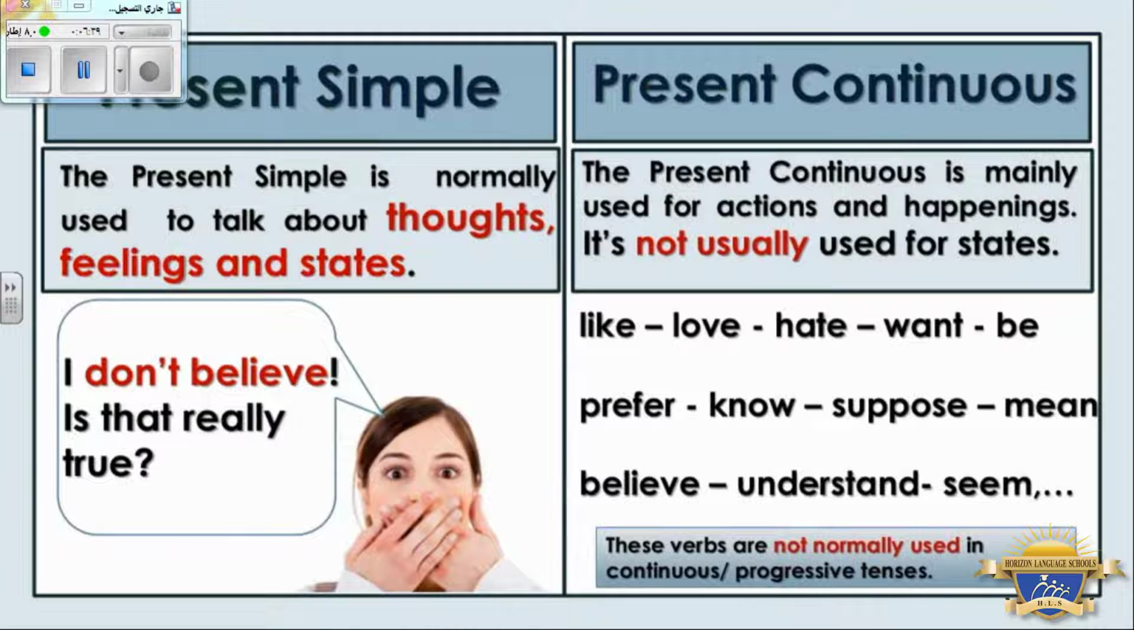Again, the present simple is normally used to talk about thoughts, feelings, and states, like when I say I don't believe it, when I say I love you, when I say I think so. While the present progressive is mainly used for actions. It's not usually used for states, like when I say I am thinking about passing the exam. So at this time, I'm considering the fact that I should pass the exam. So there is a difference between thoughts, states, and actions.